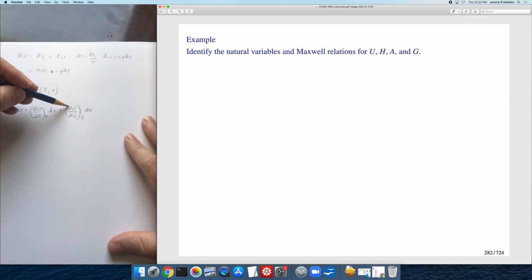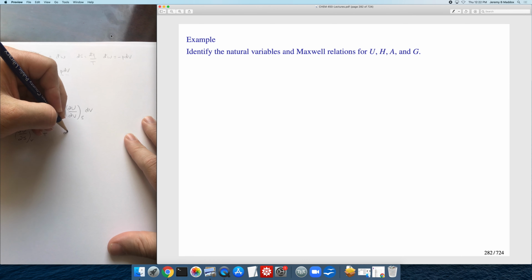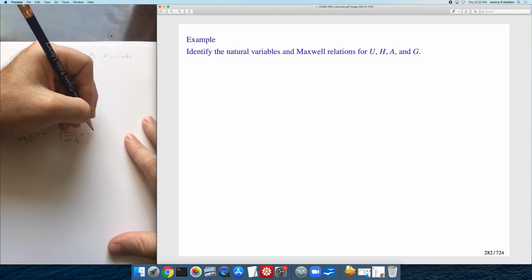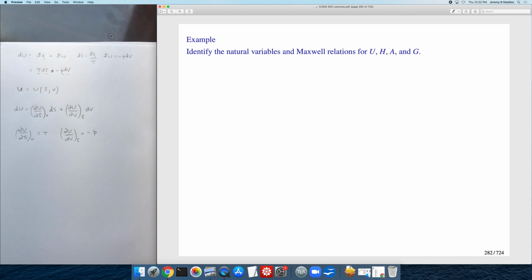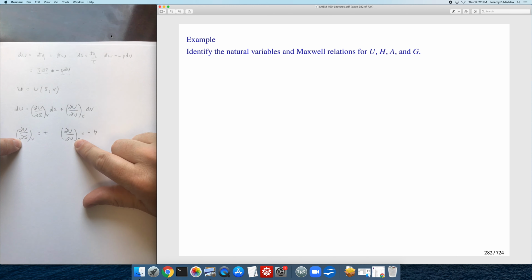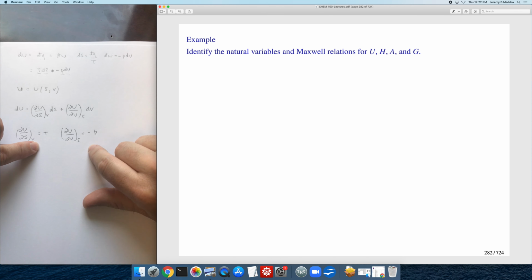Such that these partial derivatives are equal to just one of the thermodynamic variables. So what we've got here is that we're making the identification that the partial of U with respect to S at constant volume is equal to the temperature, and the partial of U with respect to volume at constant entropy is equal to minus P, the pressure. Okay, so this is the natural variable format. It allows us to make identifications that are very simple like this.